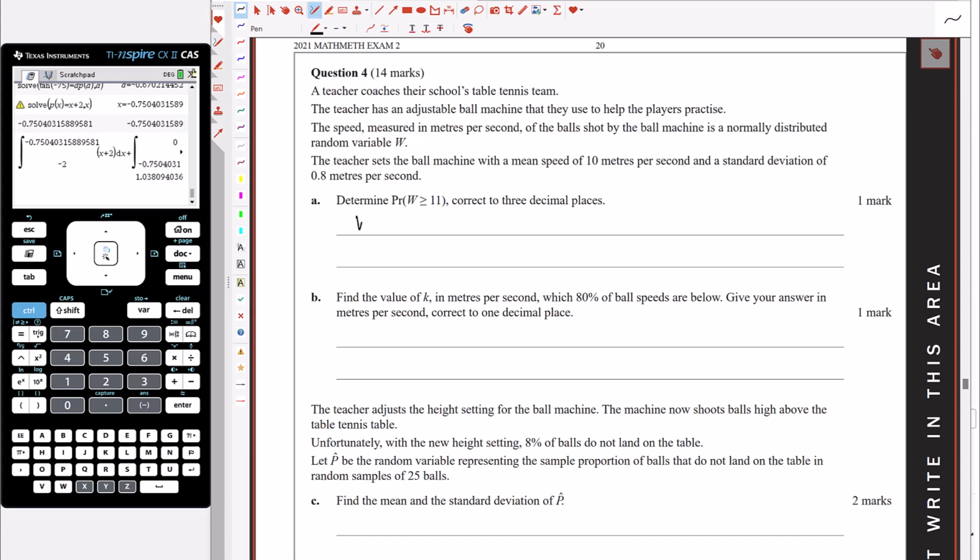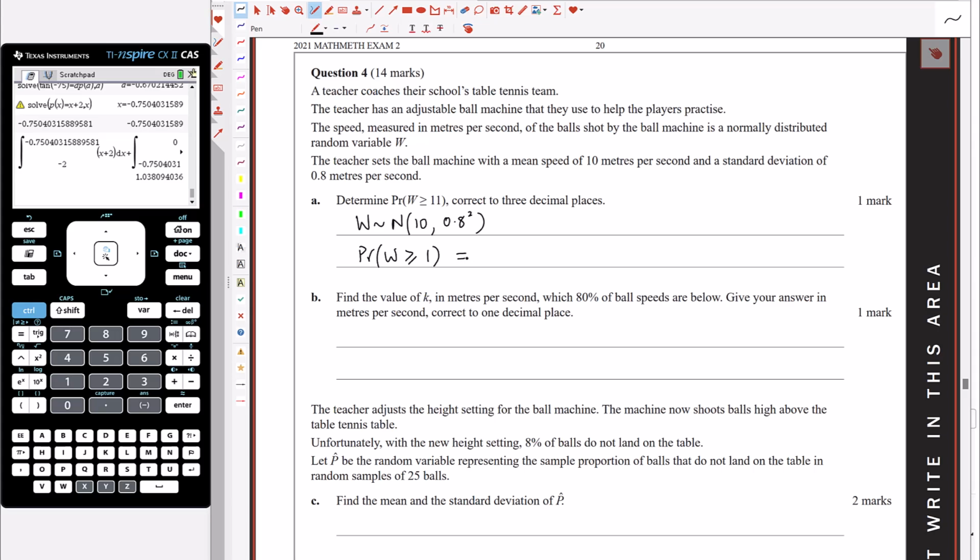All the same, I still always define my variable. The variable is defined for me. The w is the speed in meters per second of the ball shot by the ball machine. But I'm just going to clarify my information that I need to be able to put in the CAS. And that is that it's a normal distribution, that the mean speed is 10, and that the standard deviation is 0.8, so the variance is 0.8 squared. Then we want the probability that w is greater than or equal to 11.